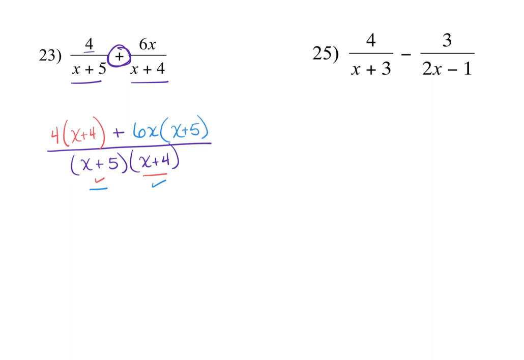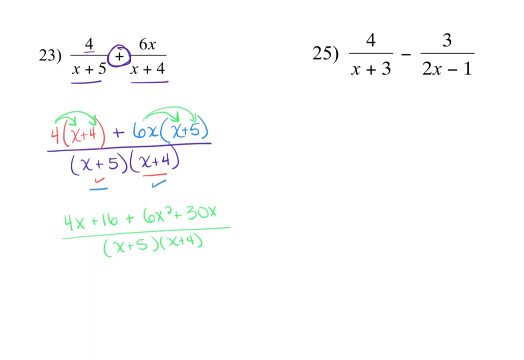That is my setup. Now I'm literally just distributing and combining like terms, all right? So I'm going to distribute the 4 all the way through both pieces, 4 times x and 4 times 4. I'm going to put a plus, distribute the 6x all the way through, 6x times x, 6x times 5, all right? My denominator stays the same. You do not have to FOIL it. I do not require that.